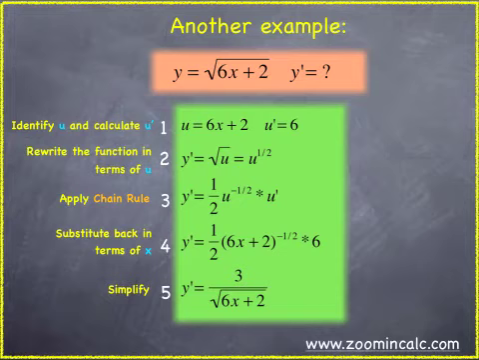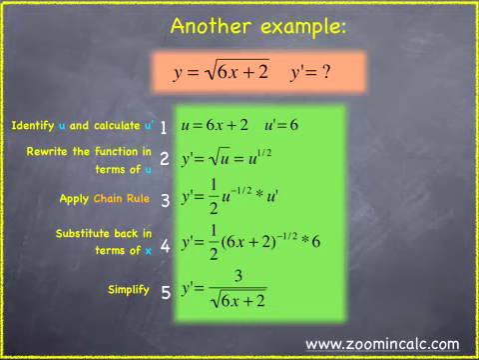Here's another example using chain rule. Typically, when you have a function like this, square root of 6x plus 2, you have a radical. Whatever's under the radical, make that u and see if that'll work for chain rule. So in this particular case, what's under the radical is 6x plus 2, so we have u equal to 6x plus 2, and then u prime would be 6.